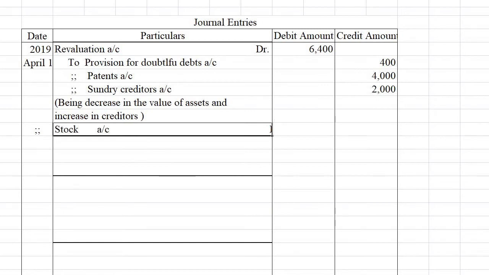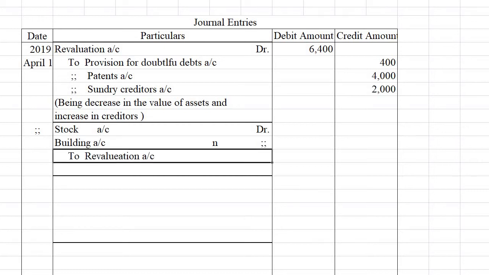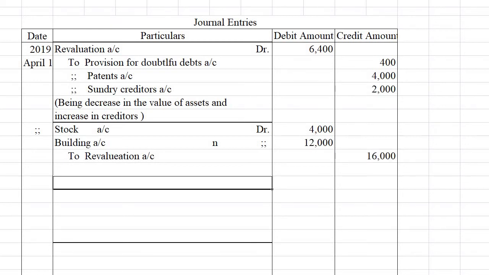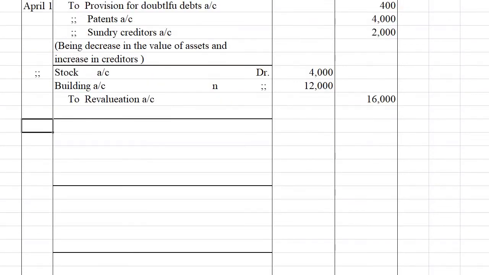Stock account debtor, then building account debtor, building account also written, then to revaluation account. Okay, so building we have 4,000, then stock 4,000, building 12,000 and total amount 16,000. Okay, now after entering all these things we have got profit on revaluation, that also will be taken here.